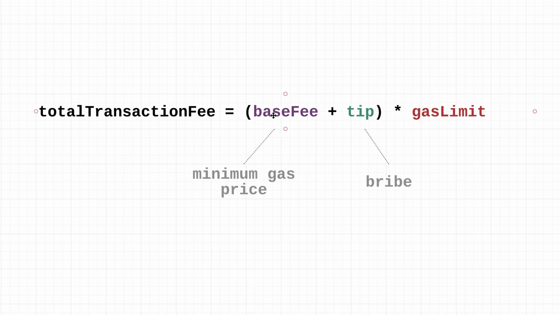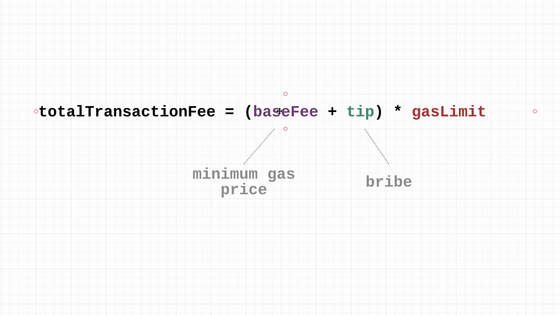And this base fee, by the way, is automatically calculated by the network. It's not something that the user specifies themselves. So whenever you see base fee, you can just think the minimum gas price. And another fun fact is that whenever a block is mined, this base fee is actually burned. In other words, this amount of ether is removed from circulation.